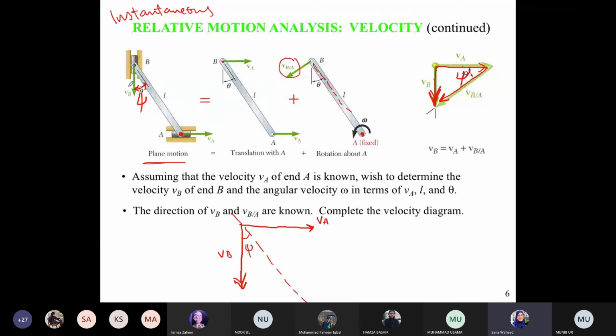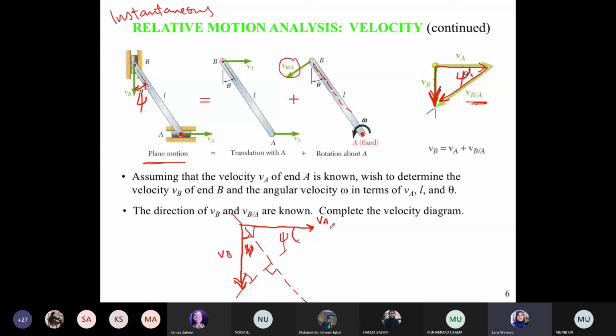Now further, I also know that the relative velocity is going to be perpendicular to this one, right? It's going to be perpendicular. So then clearly I can see that if this is angle phi, then this is 90 minus phi. And now if I look at this whole thing, then this angle is phi.